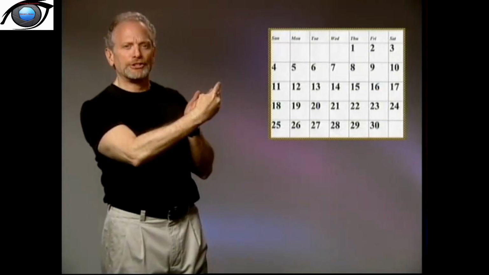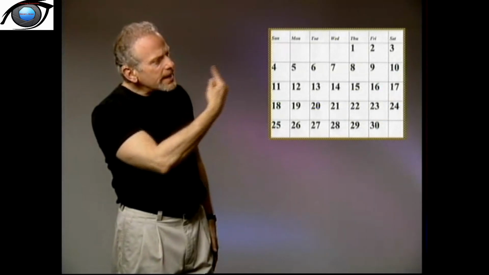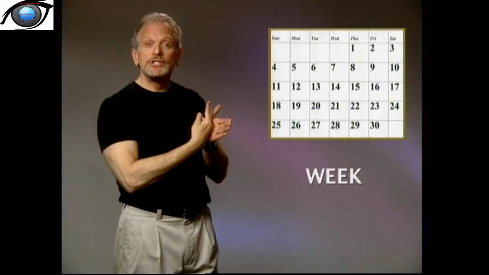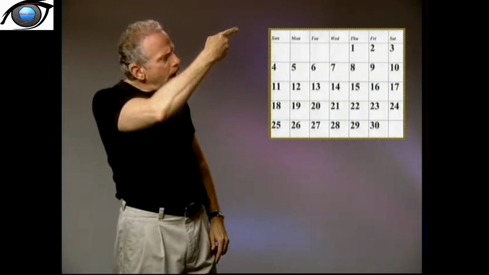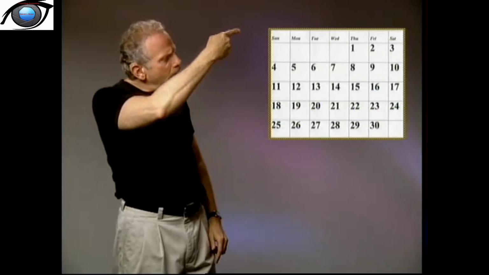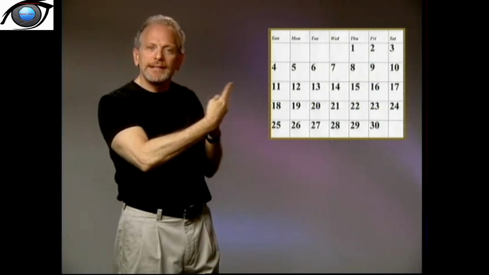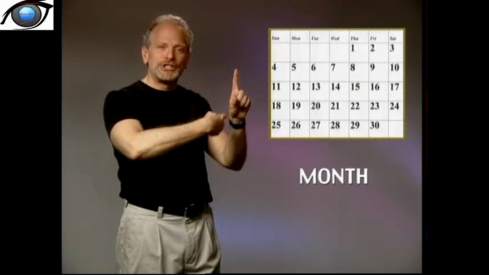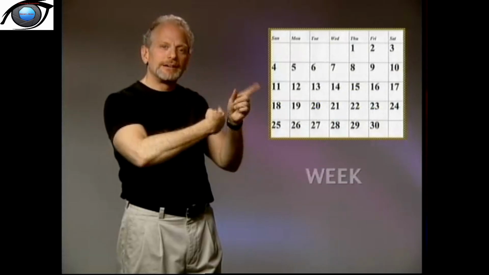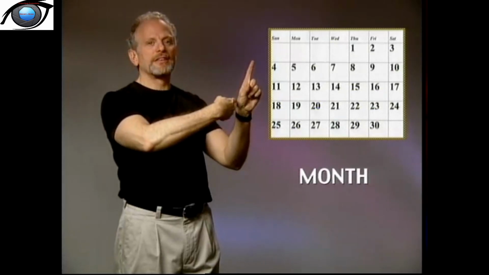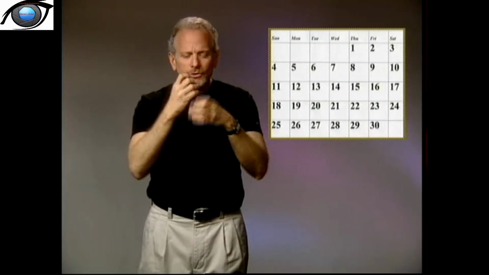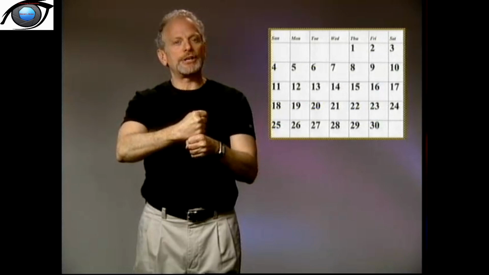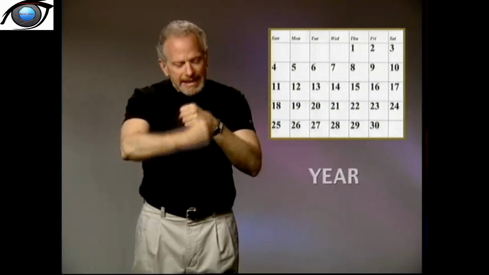Let's look at a calendar. The weeks go across, and the sign is week. That makes sense because it goes across. A month goes down 4 weeks. The sign month goes down. Week, month. For year, it represents the world moving around its orbit to its original position.